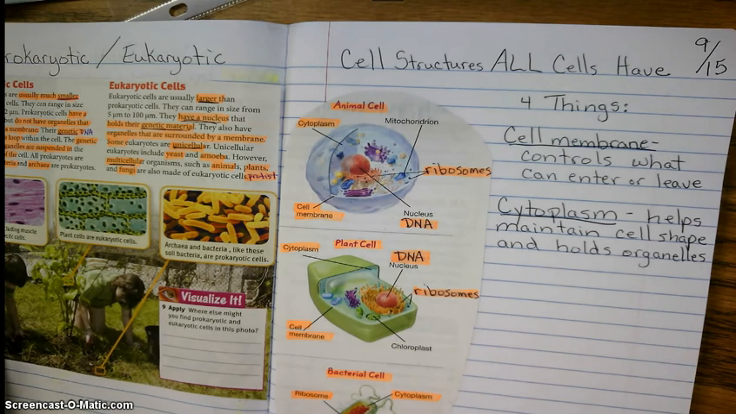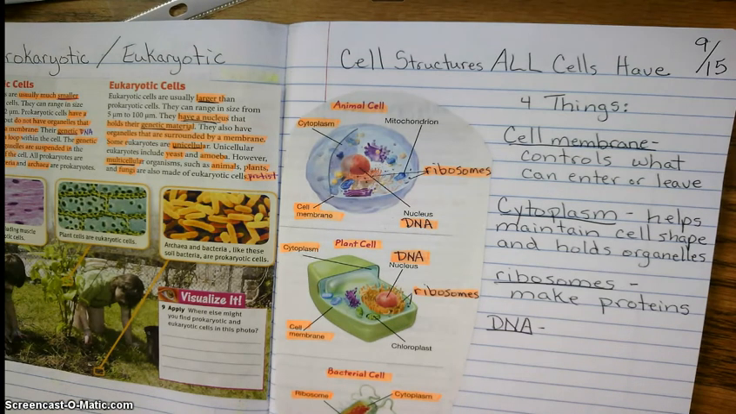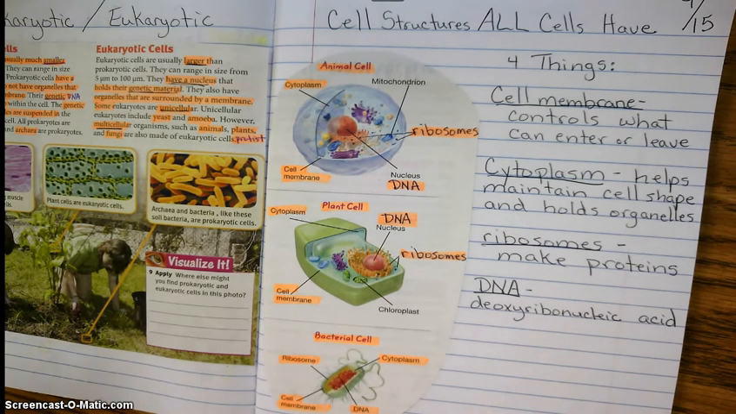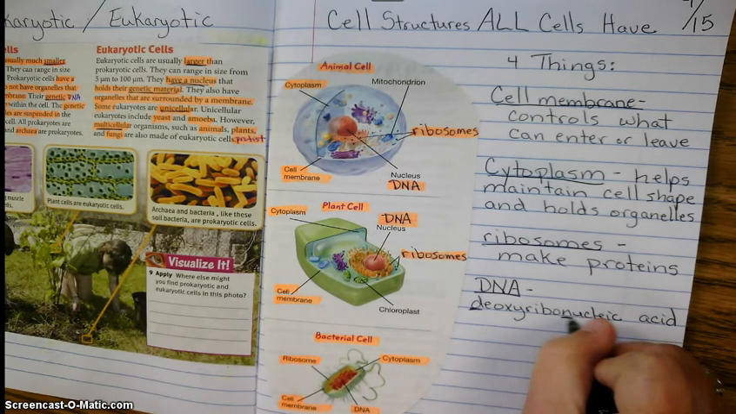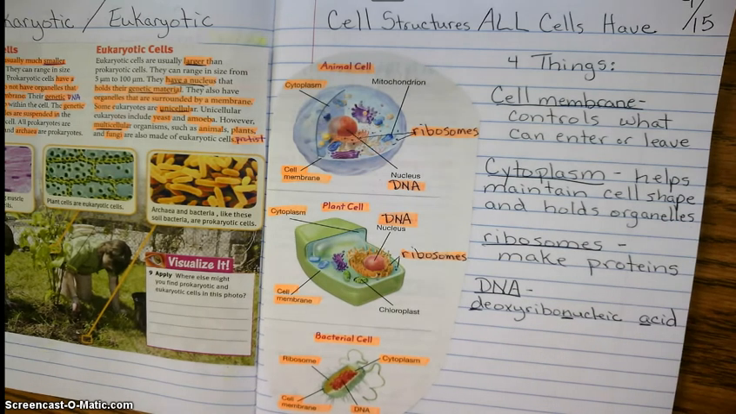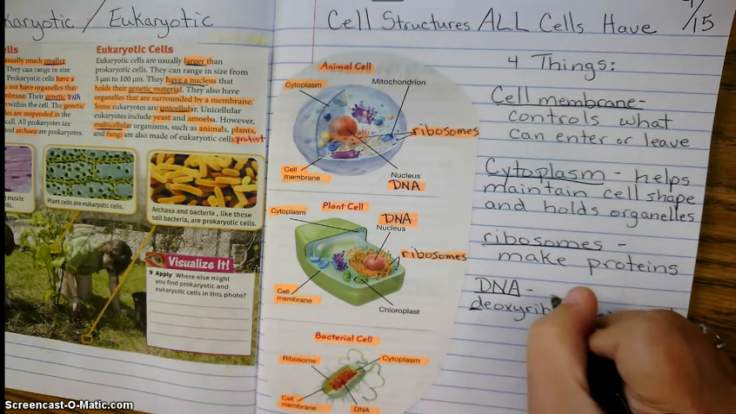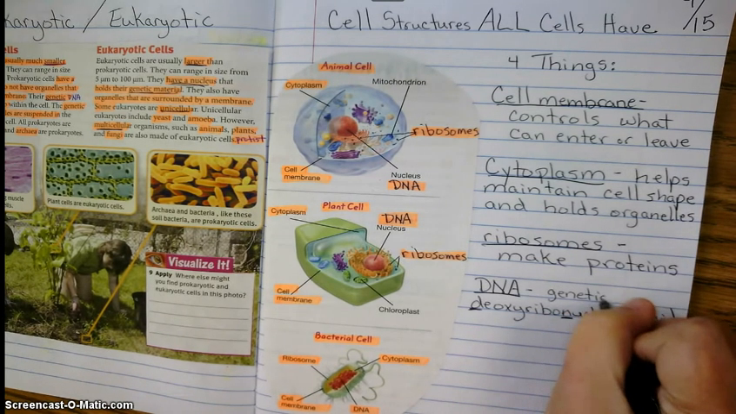The cytoplasm helps to maintain the cell shape, and it holds those organelles. Then we have the ribosomes. Ribosomes are tiny little organelles, and their whole job is to make proteins. Now, they know what proteins to make because of the DNA, and DNA stands for deoxyribonucleic acid. So there's the D for deoxy, and ribonucleic is the N, and the A that they get DNA from. And we know that DNA is genetic material, so we could write genetic material.